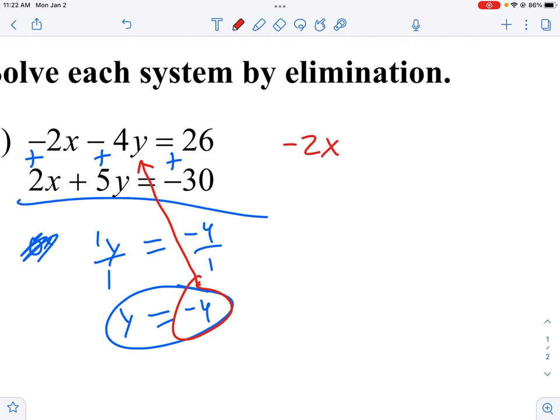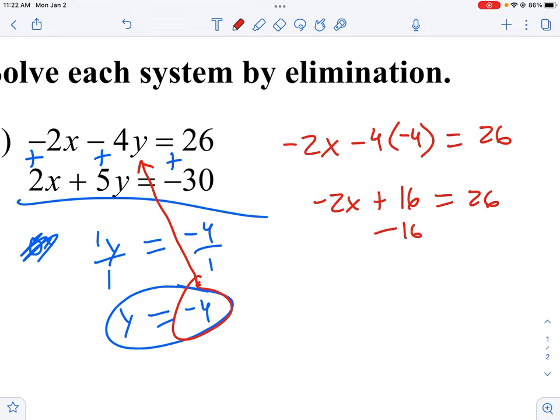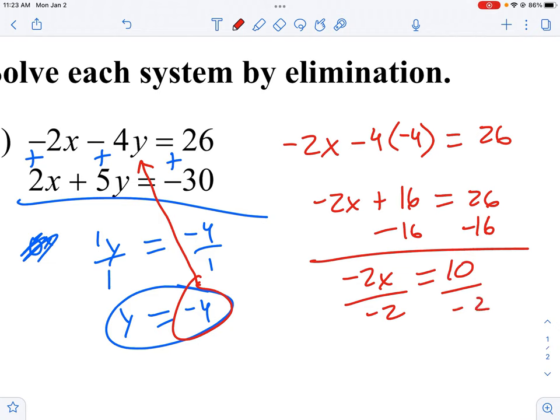So I'm going to write out my first equation, and I'm going to replace y in parentheses with negative 4 because that's what y is equal to. Now I'm going to simplify my equation. Negative 2x plus 16 equals 26. Let's subtract off the 16. Now I got negative 2x equals 10. And divide both sides by that negative 2. And now I got x equals negative 5.